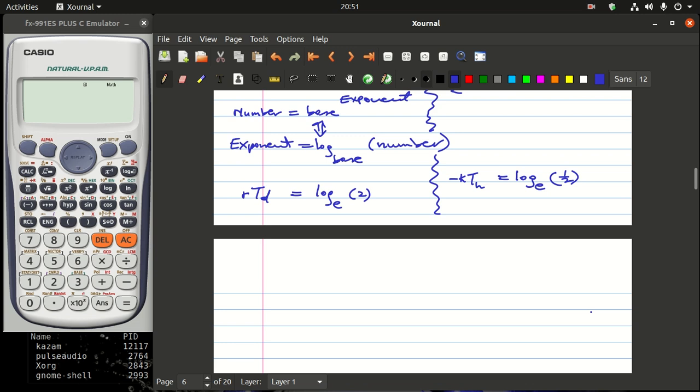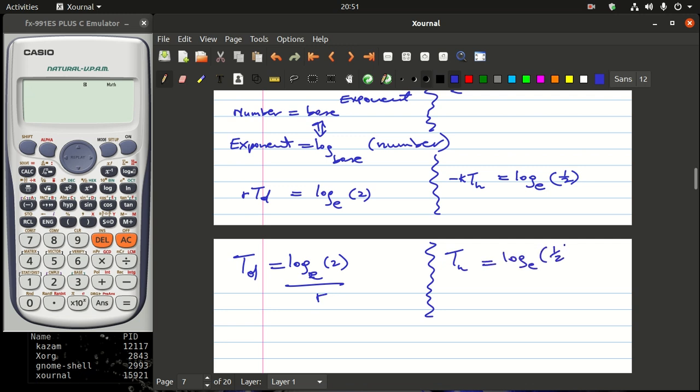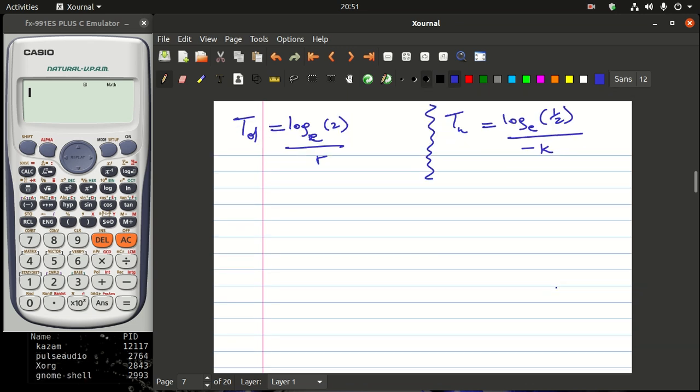And then we can proceed here and say, okay, I want td, this is the time. So we have td is going to be equal to log base e of 2 all over r. And then if you look at this side here, I'm going to have th is equal to log e of 1/2 all over minus k. If we go further, let me first proceed with this side, we'll come back to that.